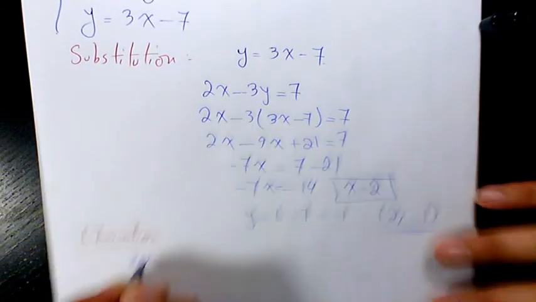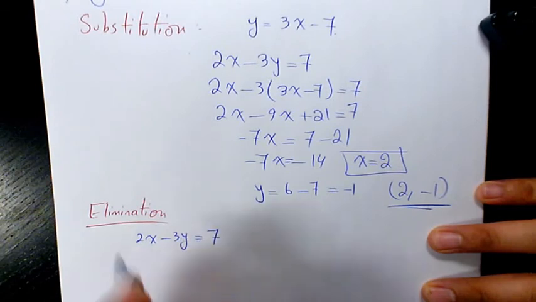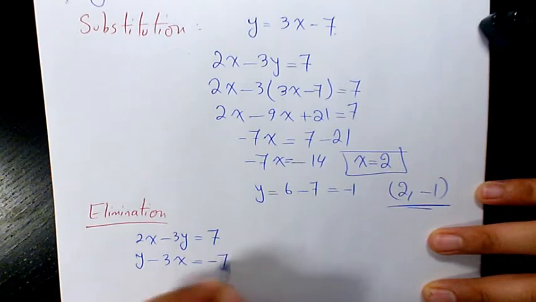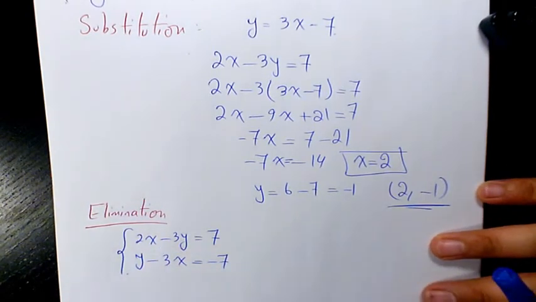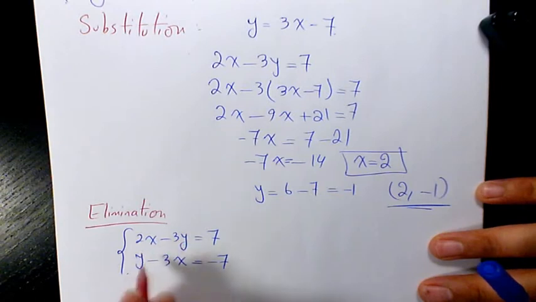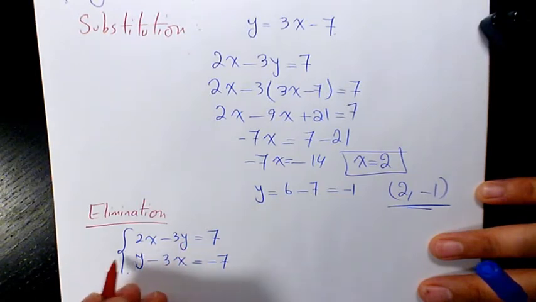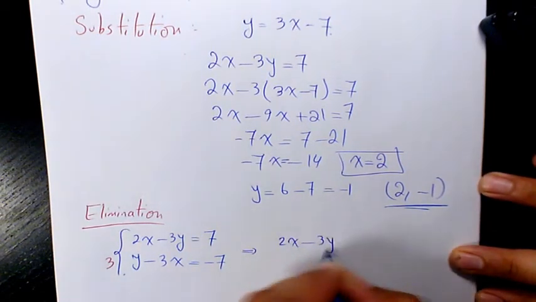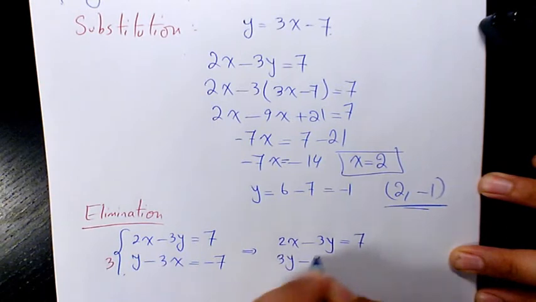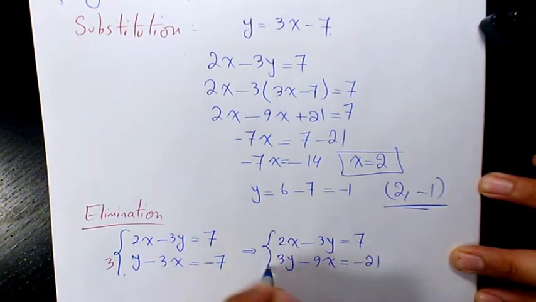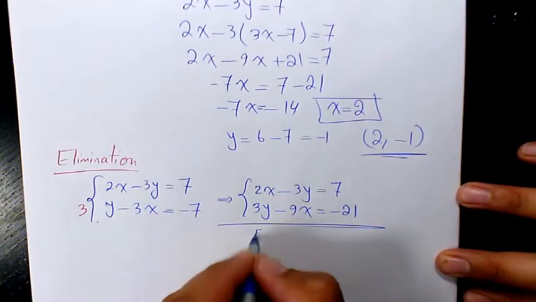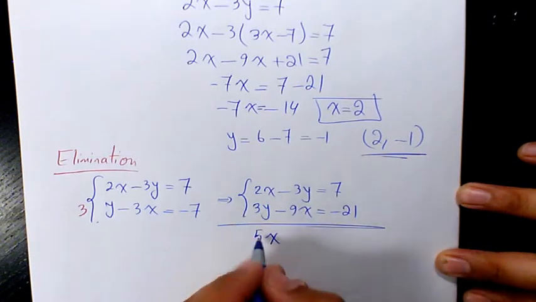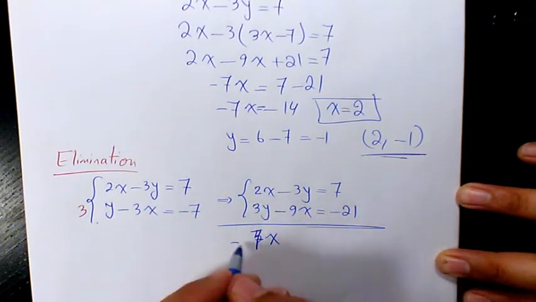For the elimination method, we have 2x minus 3y equals 7 and y minus 3x equals -7. If you want to eliminate y, we need to multiply the second equation by 3. So we have 2x minus 3y equals 7 and 3y minus 9x equals -21. When you add them, it's going to be -7x, sorry. This is 2x and -9x, -7x.